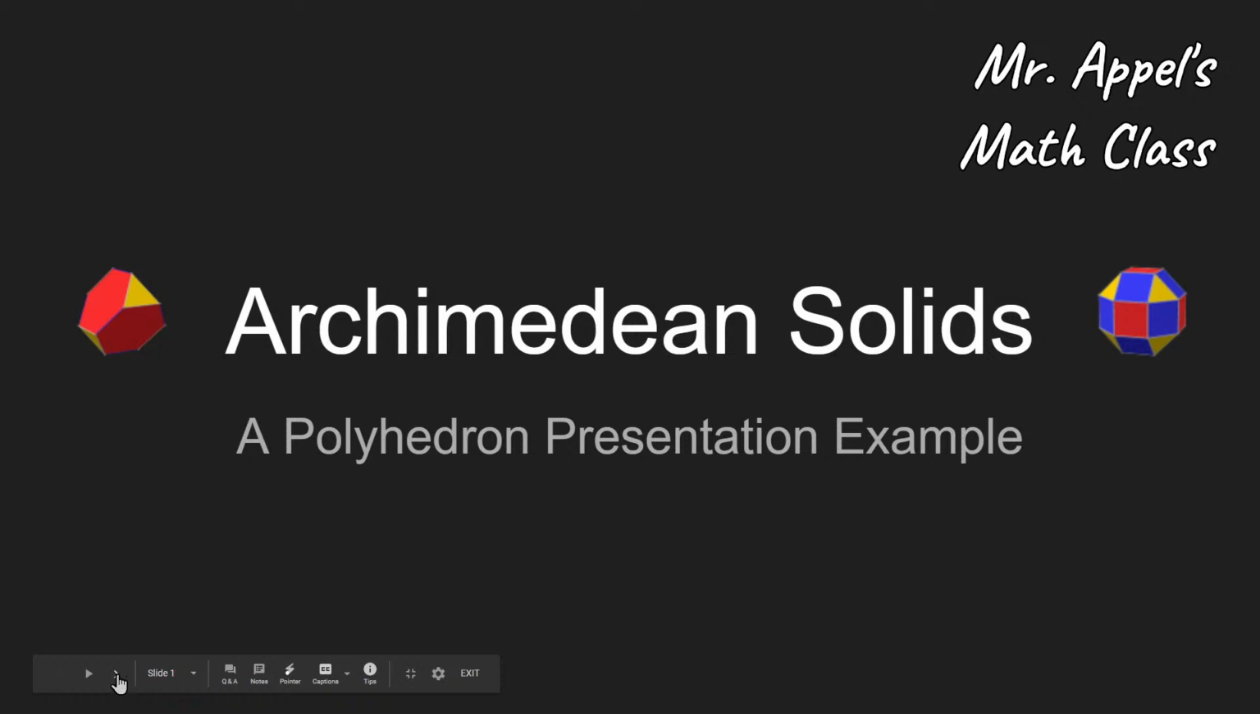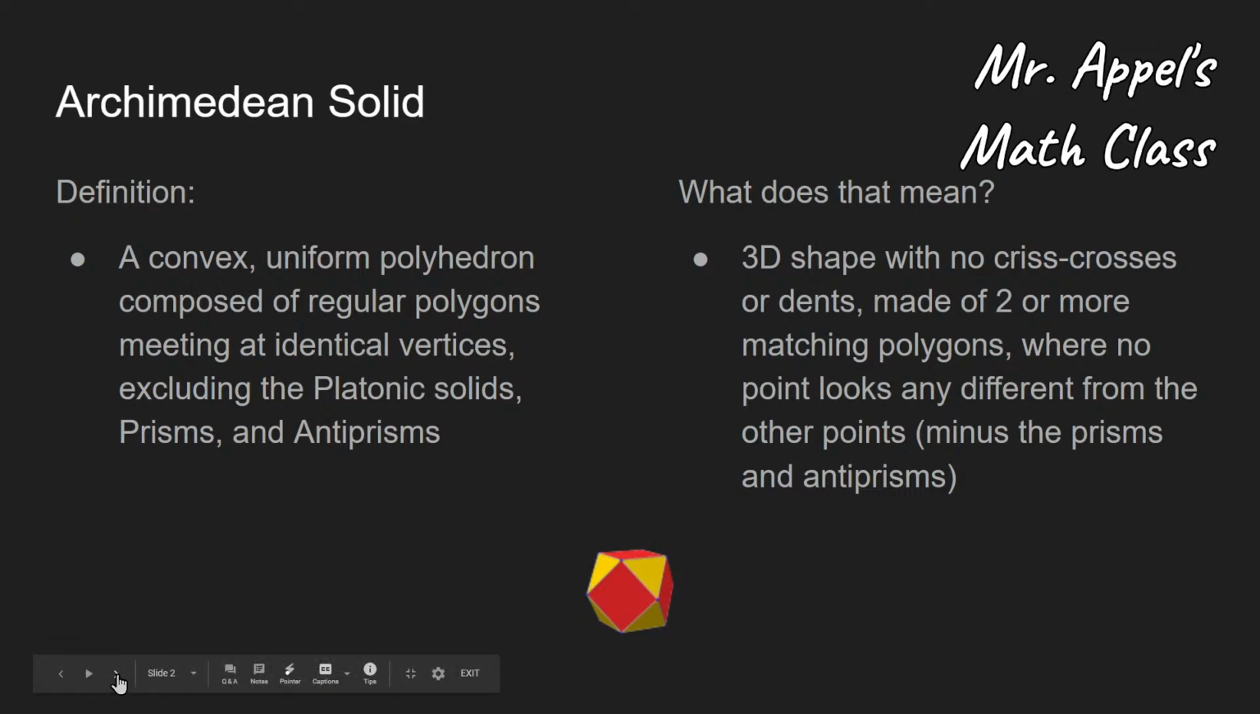All right, find my controls. There we go. So Archimedean solids, what are they? Well, formally, the definition would say that an Archimedean solid is any convex, uniform polyhedron composed of regular polygons meeting at identical vertices, excluding the Platonic solids, prisms, and antiprisms. So those three groups actually meet the other requirements, but we've decided since they have their own categories already, we'll say the rest of them that meet this criteria are now the Archimedean solids.